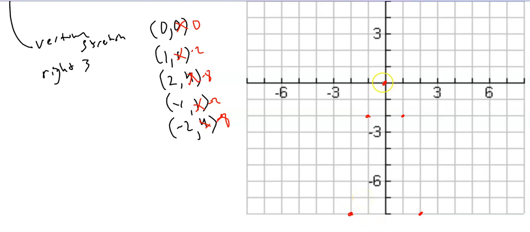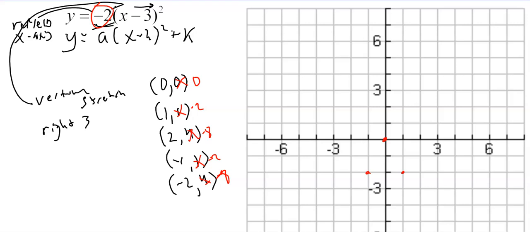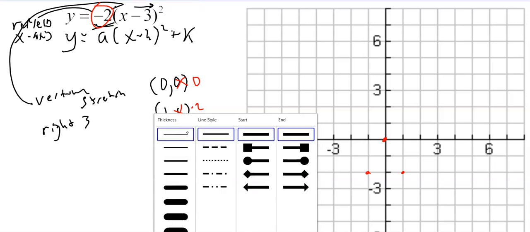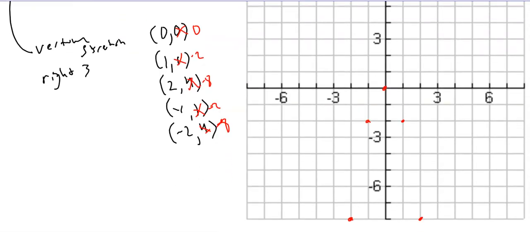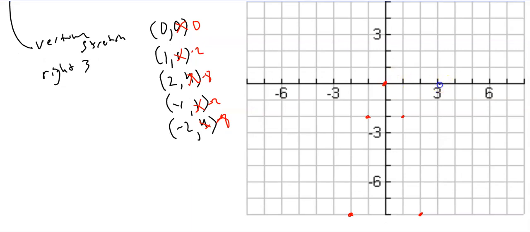So right now, that's my parabola, but it has to be moved over, right? This goes 3 units to the right. So take all 5 of those points and go 3 units to the right. This one goes 3 to the right. This one goes 3 to the right. This one goes 3 to the right, and this one goes 1, 2, 3 to the right. Looks kind of like this, roughly. And you got it.